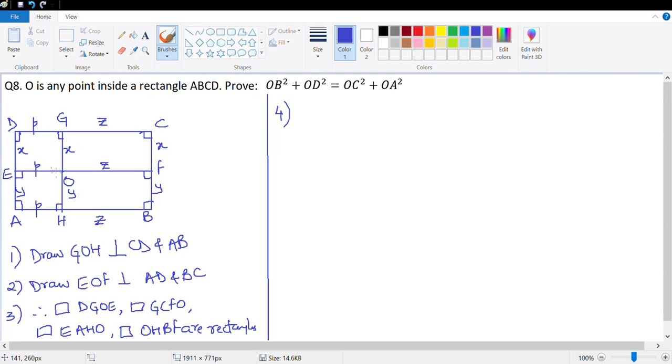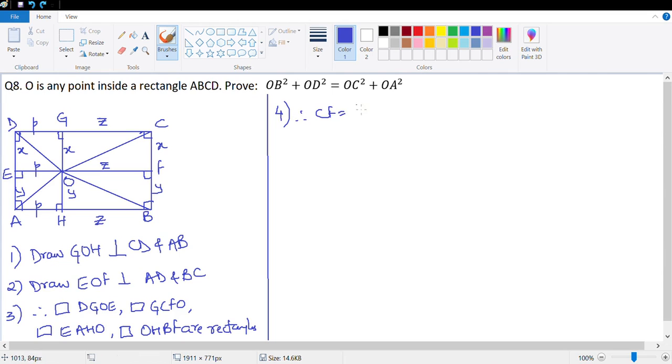We need to prove OB square. So let me join OB first. Next we have OD. Let me join OD. Next we have OC. So let's join OC. And then we have OA. So let's join OA.